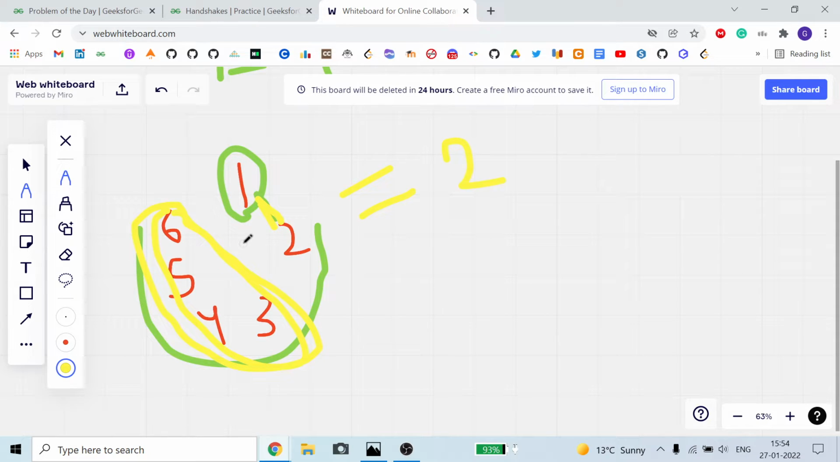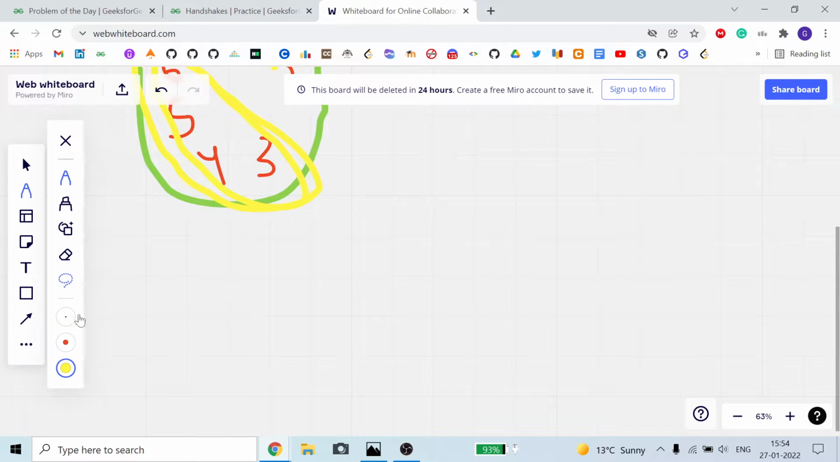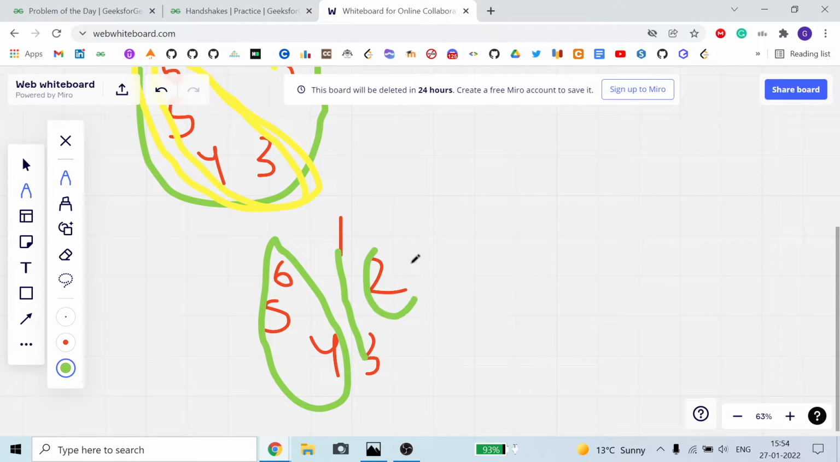Now move above and take another representation. 1 2 3 4 5 6. Now fix 1 and 3. Can it be possible? No, it cannot be possible. I am telling you why. Because if you are doing it like this, then these three will become separate and these two will become separate. I mean the numbers on the left side and right side will become separate, so they cannot do handshake.